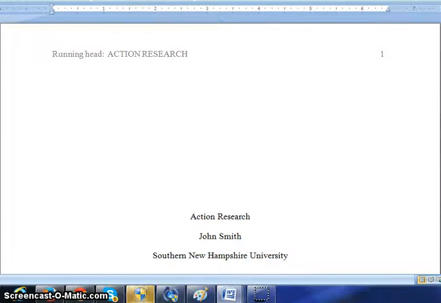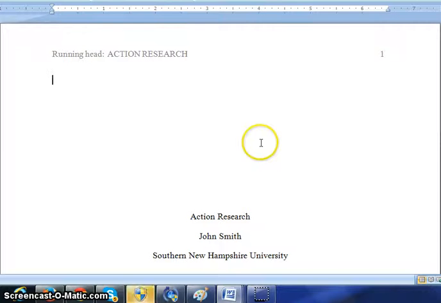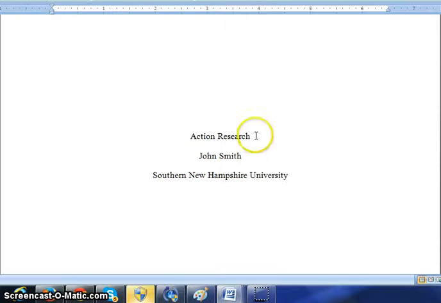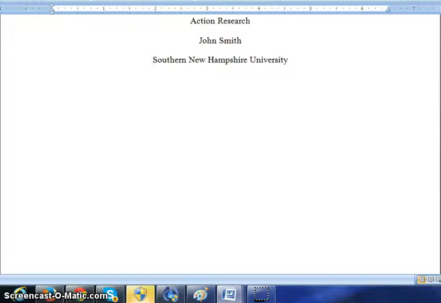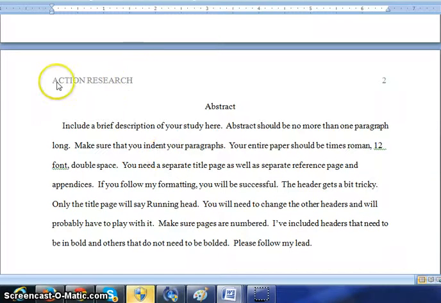First of all, you notice the title page, and if you watch the last video, keep in mind how the running head is formatted and how your numbering starts. The name of your paper, your name, the name of the university, and you can include my name in here if you like. Notice on page 2 that this is in all caps and running head is included.